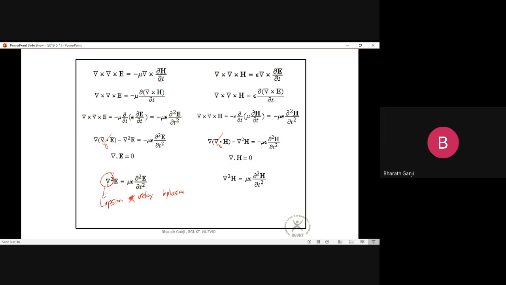So vector Laplacian indicates what? For the vector Laplacian, you have to expand the Laplacian in x component, y component and z component, then you have to add, and then you have to equate the components. So I guess you remember those things. Here you can see that whenever I take a Laplacian, you're basically taking double derivatives of your function.